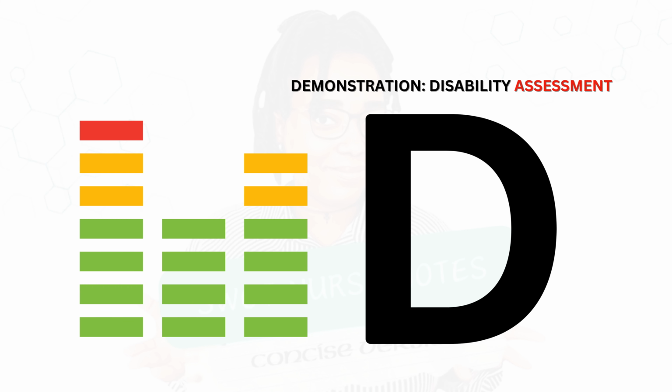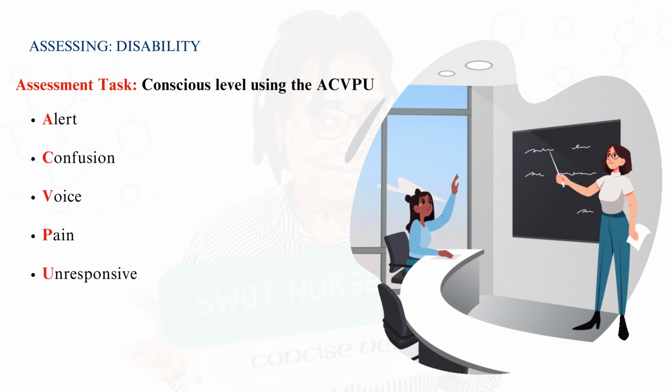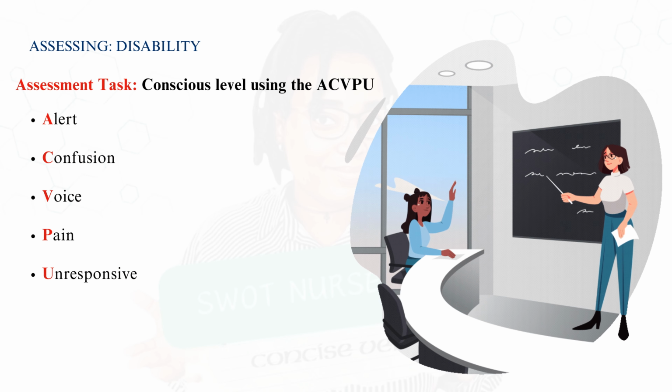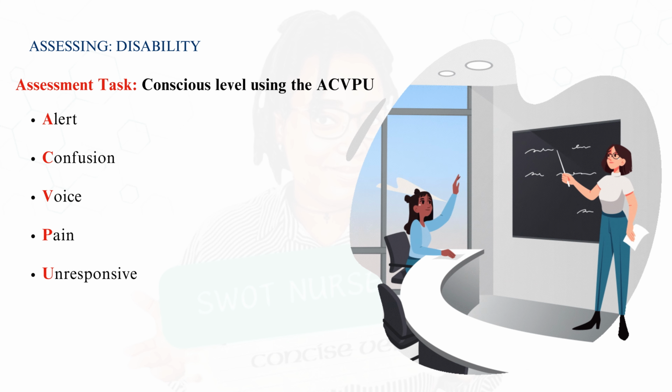Demonstration for disability. You are required to assess the conscious level of the patient using the ACVPU assessment tool. The acronym means alert, confusion, voice, pain, and unresponsive. This assessment method requires you to determine the following.